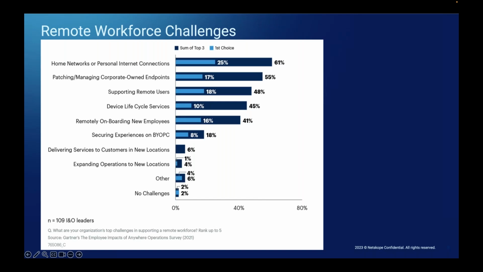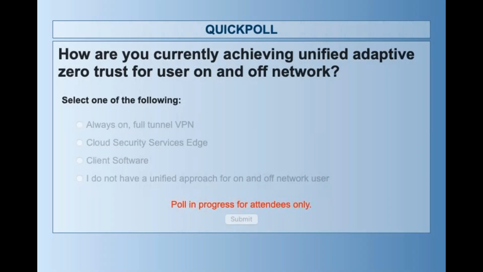And this is going to lead us into our next poll. So let's run that poll quick. And the question we're asking is, how are you currently achieving adaptive or unified adaptive zero trust for users on and off the network? There are 4 options: always on full tunnel VPN, cloud security services edge, client software, I do not have a unified approach for on and off network users.